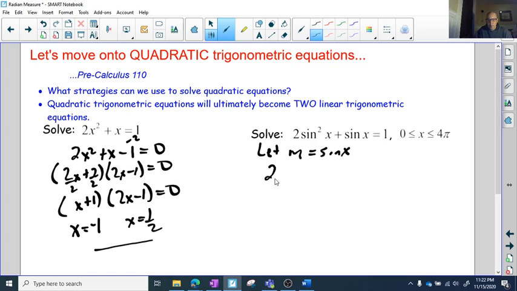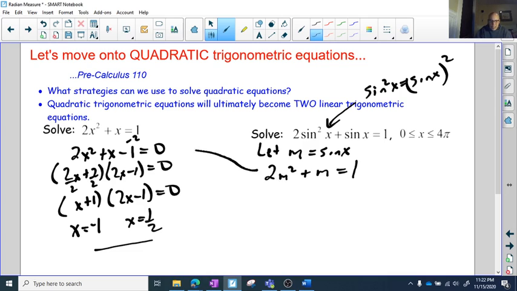If you do that, the equation is going to, so sine, if you've never seen this before, sine squared x means sine of x in brackets squared. So this really means sine of x, squared. So if m is sine of x, this is 2m squared plus m equals 1, which is now identical to this equation, except the x's have been interchanged for m's. So you do the same steps. I'm not going to show them again, and you'd get m equals -1 and m equals 1/2.